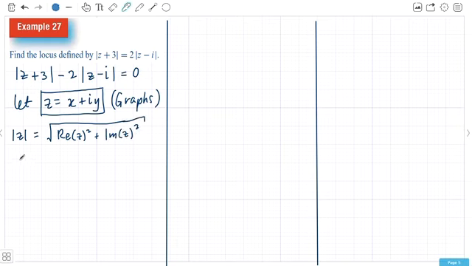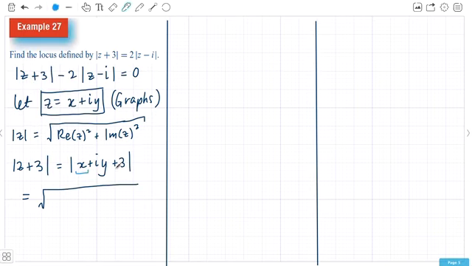So let's look at the two parts here. We've got mod of z plus 1, modulus of z plus 3. So I'm going to do a substitution. I'm just looking at the two parts separately, so I'm looking at the two modulus parts separately. Okay, I've done my substitution. I'm now going to look at the real parts, and the imaginary parts squared.